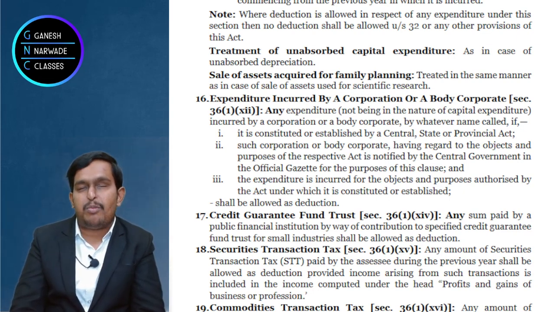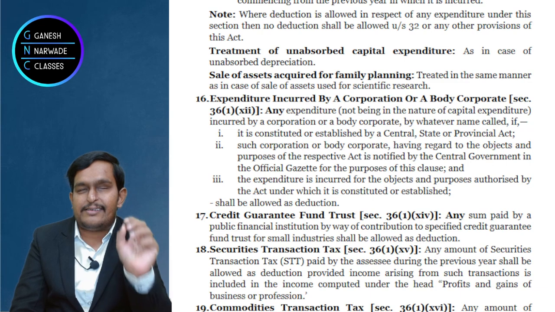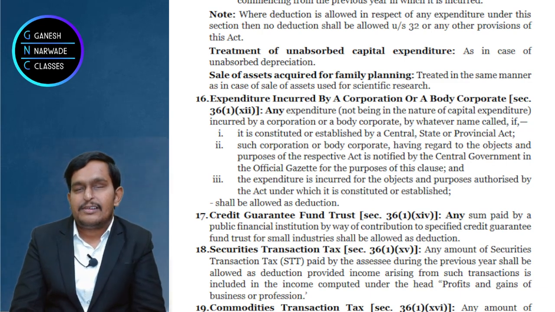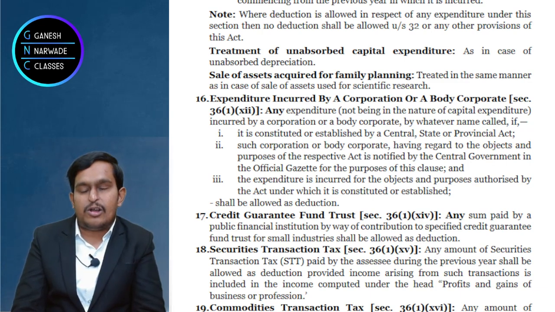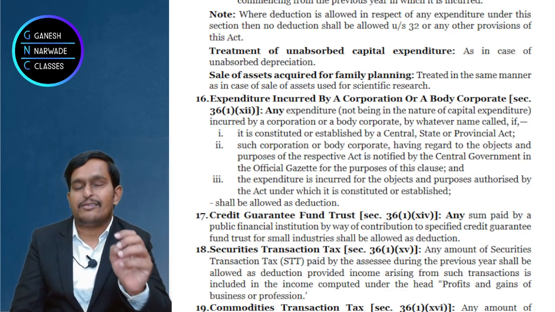Now there is one more point called credit guarantee fund. If public financial institutions, simple example LIC, UTI, contribute any money to the credit guarantee fund, that is allowed as deduction under section 36(1)(xiv).